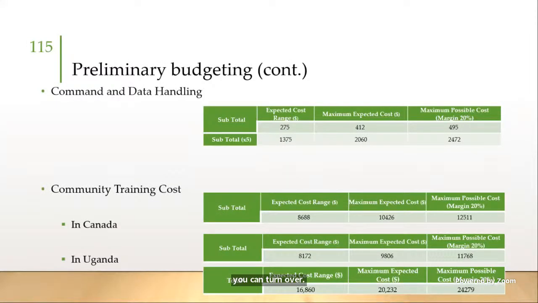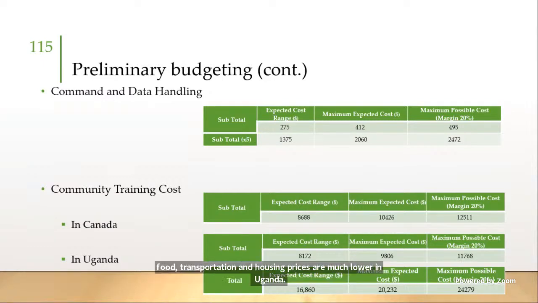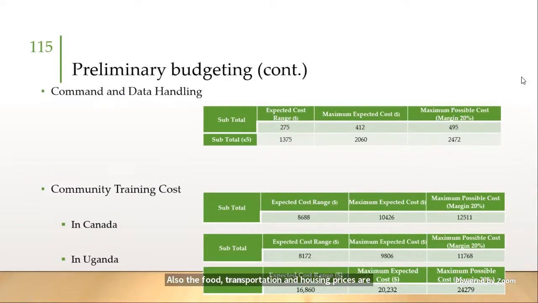We now present the command and data handling budget, followed by community training costs from and to communities. And it includes transportation, flight, food, and housing. In Uganda, the costs are calculated for training for Ugandans and having one Canadian trainer. And of course, online training will be conducted as much as possible to minimize our costs. Also, the food, transportation, and housing prices are much lower in Uganda. For the communication, you can turn over the page.